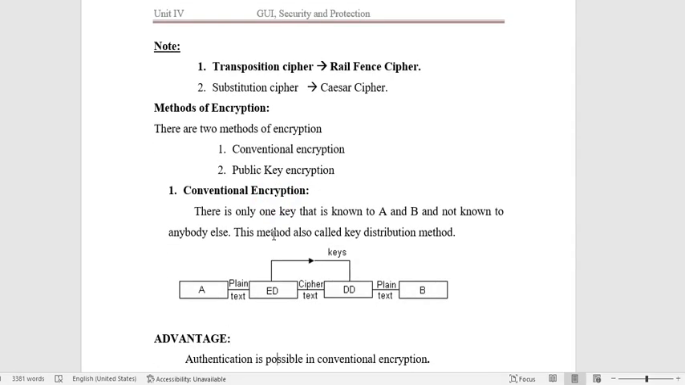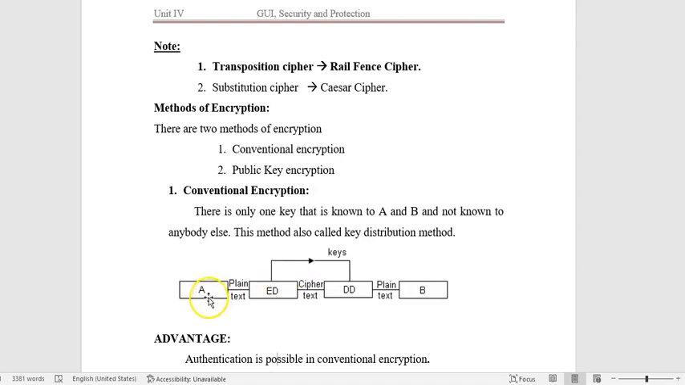Let us consider we are having two persons, A and B. A and B want to communicate with each other. In conventional encryption, they will decide a key and then start communicating. This is the method used in conventional encryption.